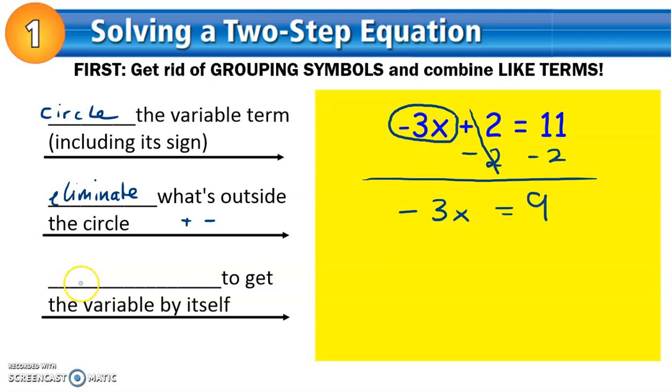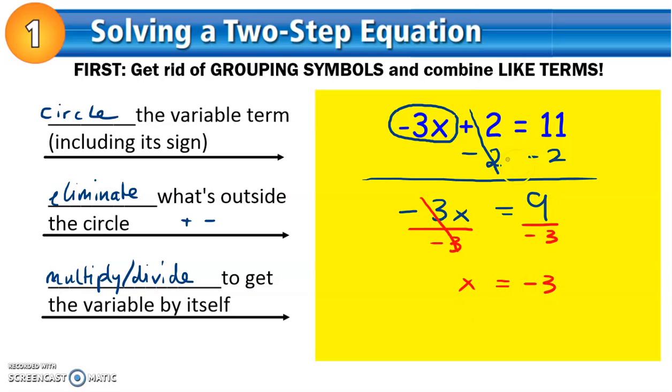Now we want to multiply or divide to get the variable by itself. All right, so in this case, this is a multiplication, -3 times x. That's not -3 plus x, that's times x. So I'm going to divide by -3 on each side. That cancels out, and that gives me x is equal to -3.